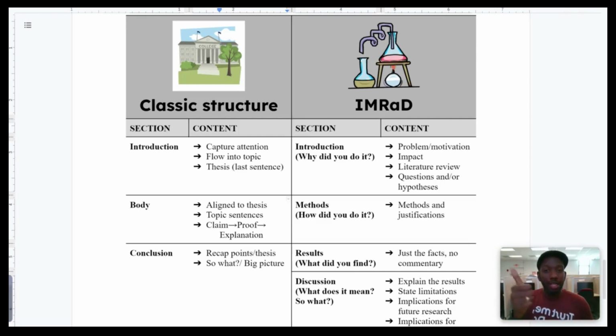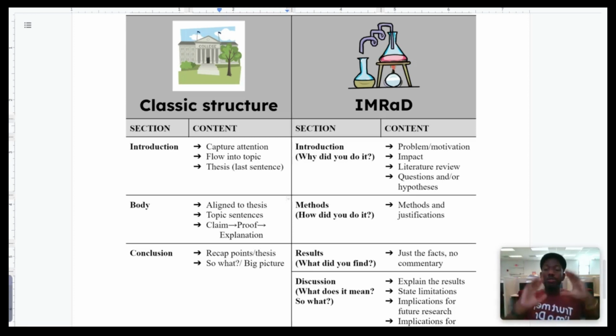So it stands for the introduction, methods, results, discussion. Okay, so in the introduction, you are discussing why you did what you did, why you conducted this research. So in order to do that, you identify the problem. So what problem did you identify? What problem did you see? What was motivating you to even take time to conduct this study? And what's the impact of it? Okay, it has to have some type of impact in order to have motivated you to do all of this. So talk about how it impacts people or how it impacts the world, the environment, so on and so forth.